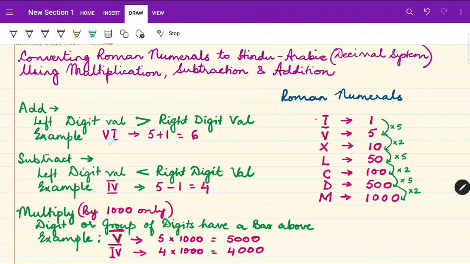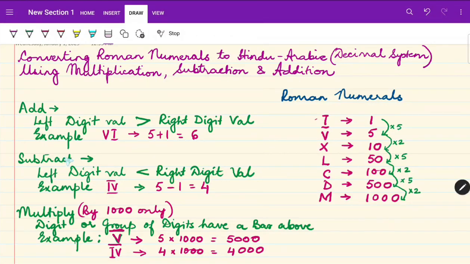So for example, VI, right? This number here, the left digit is a V, which represents 5, and the right hand digit is I, which represents 1. And because 5, the left hand digit, is greater than the right hand digit, we just add. So that's the rule. So V has a value 5, I has a value 1, 5 plus 1 is 6, so VI represents the number 6.